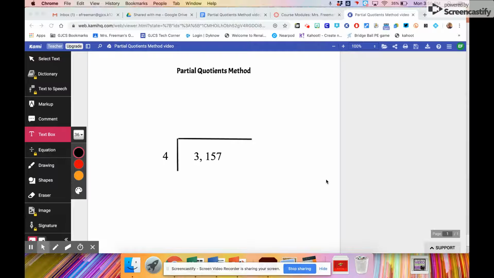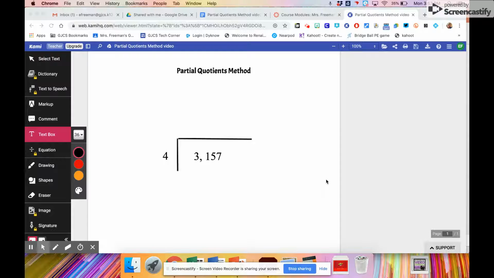Hello, everybody. I just want to model a question or a problem for you for the partial quotients method that your students have been learning this week. It's very similar to the area model method. I think you'll see a lot of similarities as well, but there are some differences too. So the first problem we're going to solve is 3,157 divided by 4.